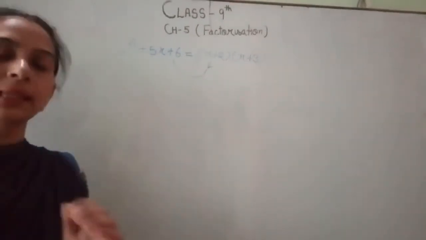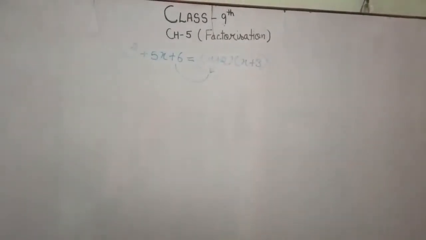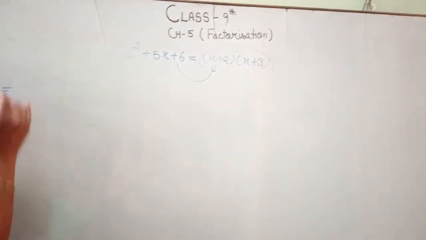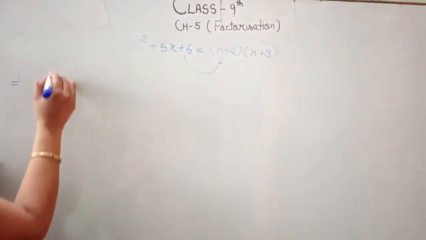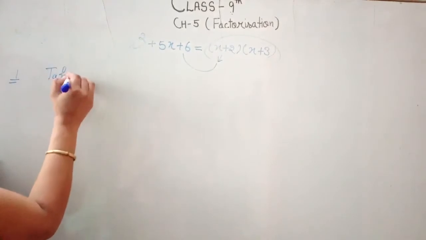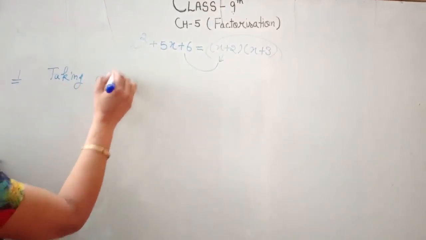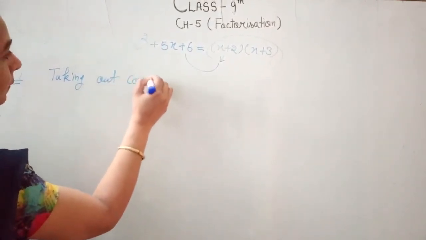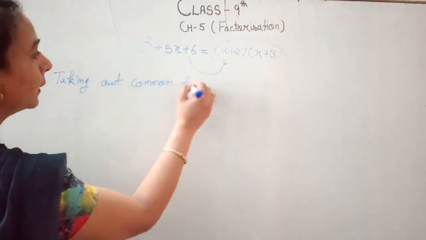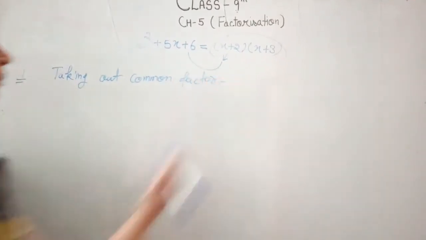So students, we have many methods for factorization. First, for exercise 5A, we take two methods. The first method is taking out common factor.